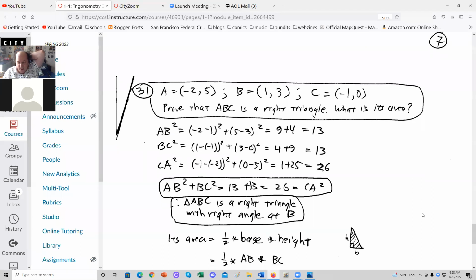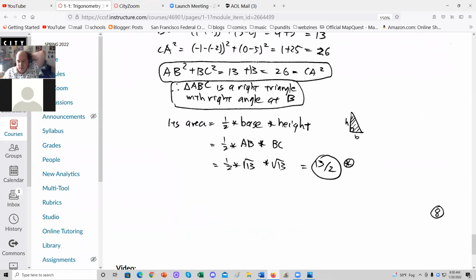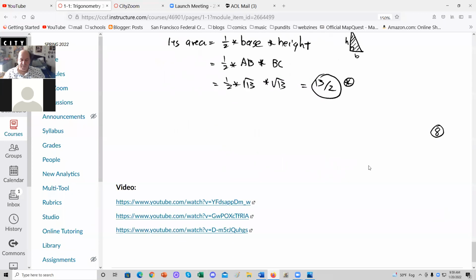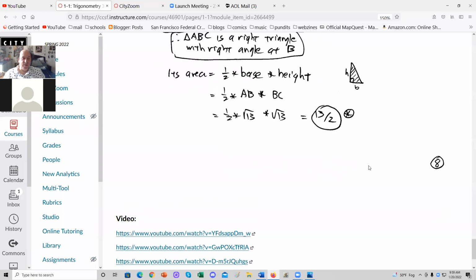The area of that triangle is 1/2 of base times height, because it's half of a rectangle with area h times b. So it's 1/2 AB times BC. 1/2 of root 13 times root 13 is 13 over 2. That's the answer. Okay, that's good for that.